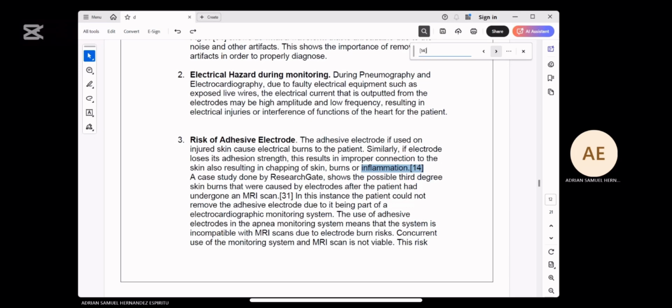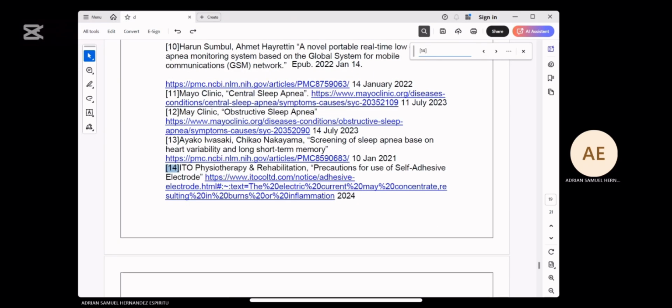For the IEEE, first I start off with the name of the author, which in this case is the organization ITO Physiotherapy and Rehabilitation, followed by the title, which is Precautions for Use of Self-Adhesive Electrode, and then lastly I give the link as well as the date. There is no edition number, there is no publication location being represented, so therefore I omit those from the IEEE.